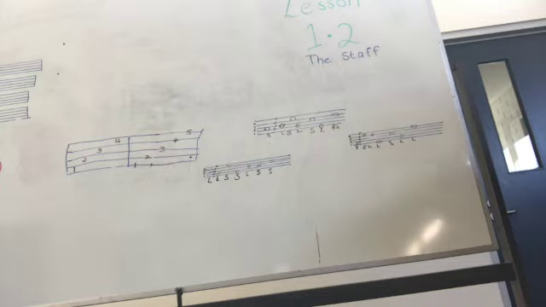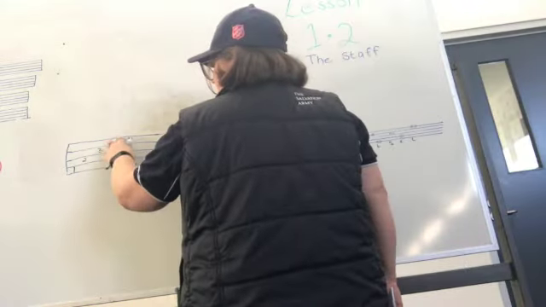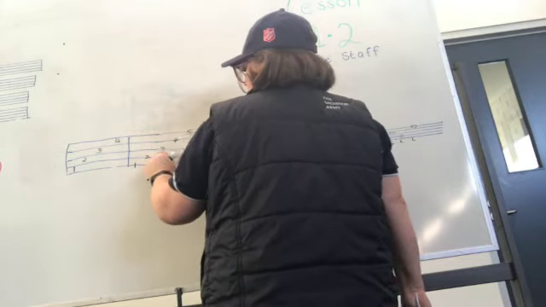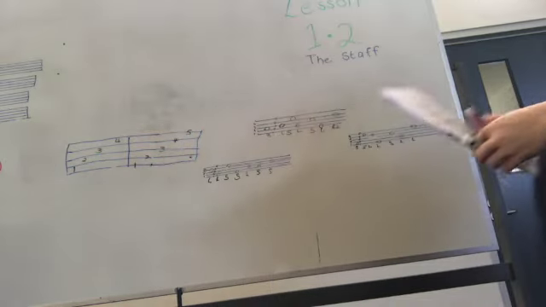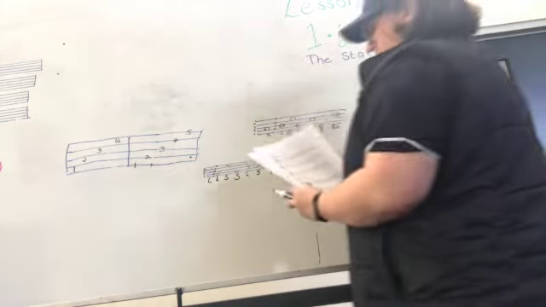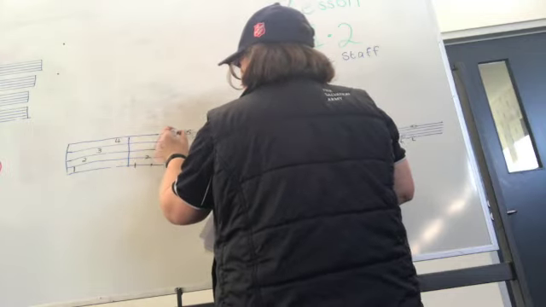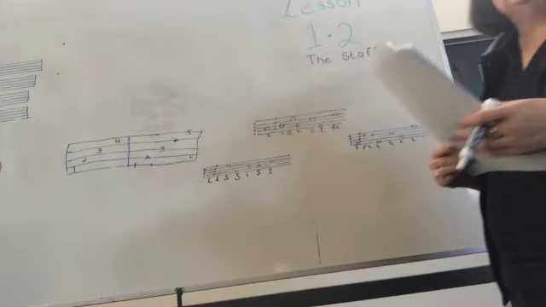Okay, so the next exercise talks about these spaces and lines. 1, 2, 3, 4, 1, 2, 3, 4, 5. And it asks you to number the lines as shown. So all you have to do is number all the lines. 1, 2, 3, 4, 5. So I'll give you a couple of minutes just to do that.